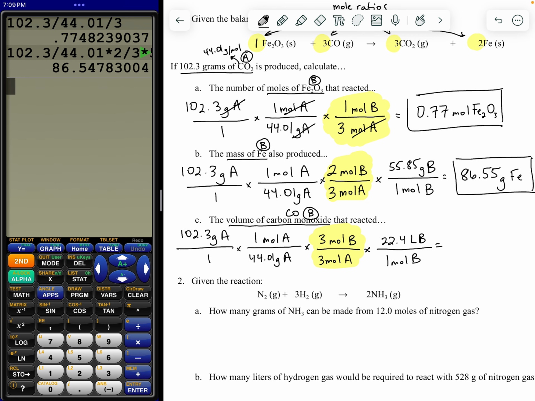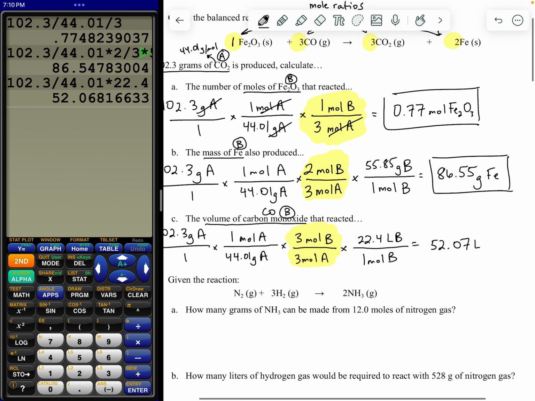So we know that all of our units cancel out because they are in the appropriate place. 102.3 divided by 44.01. You can do times 10^3 and 10^-3. That's going to cancel out anyway, so we don't have to really worry about that. And then multiply by 22.4, and we get 52.07 liters of B, which is carbon monoxide. All right, so there is that.